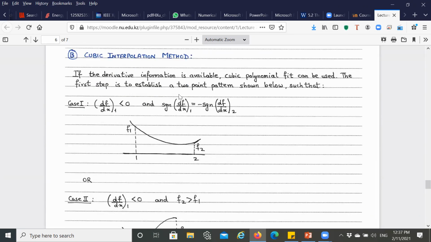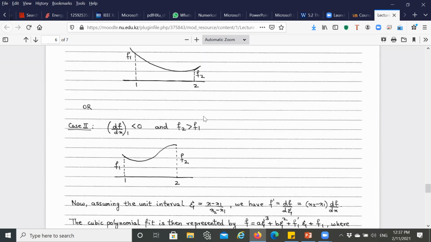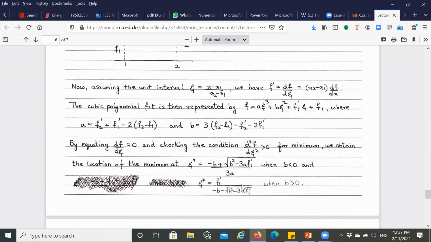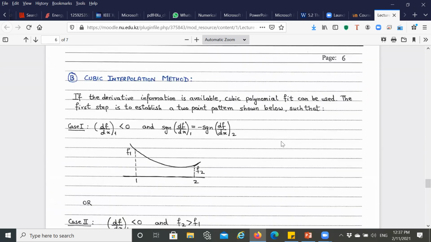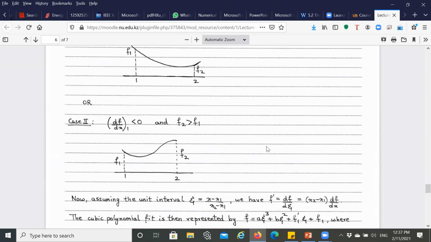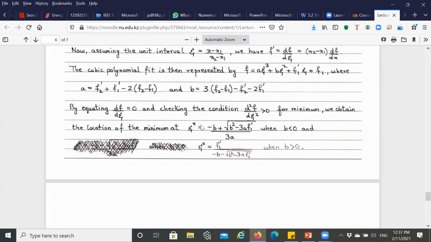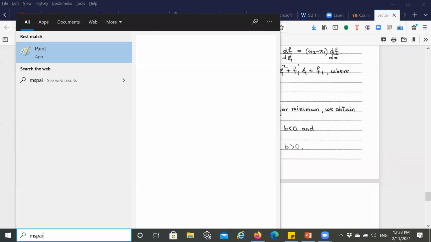Now we go to cubic interpolation. Again, over here, it is very fancy. There are 2 cases and blah, blah, blah. How did I get this? This makes no sense. Forget about this and listen to what I'm going to tell you. And I will show you how I can get to this equation, okay, in a much easier manner, okay? To do that, I need MS Paint.